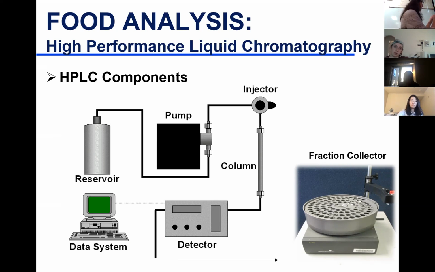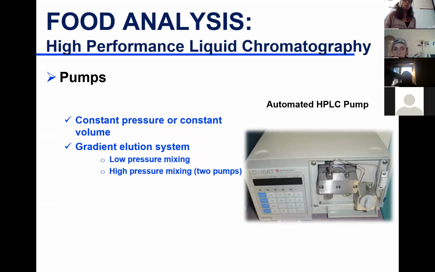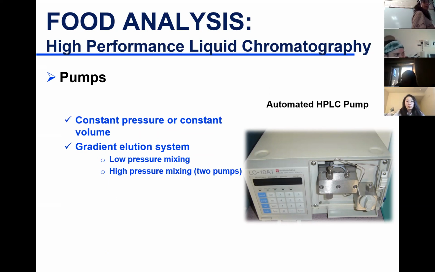Okay, so we can link that if we need to collect samples. The pump allows for constant pressure and constant volume. That means it controls our flow rate. For example, in the caffeine lab, we had a flow rate that was fixed at 1 ml per minute. And flow rate is important to get the desired resolution within an analysis time that is reasonable.